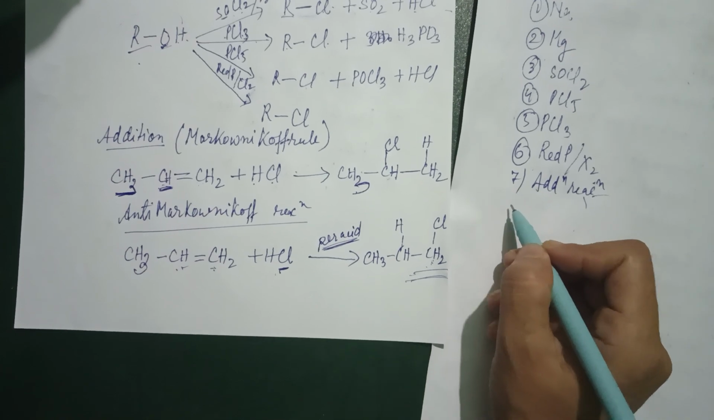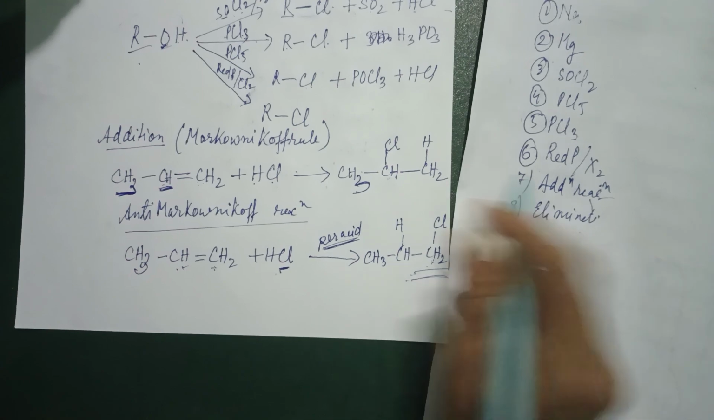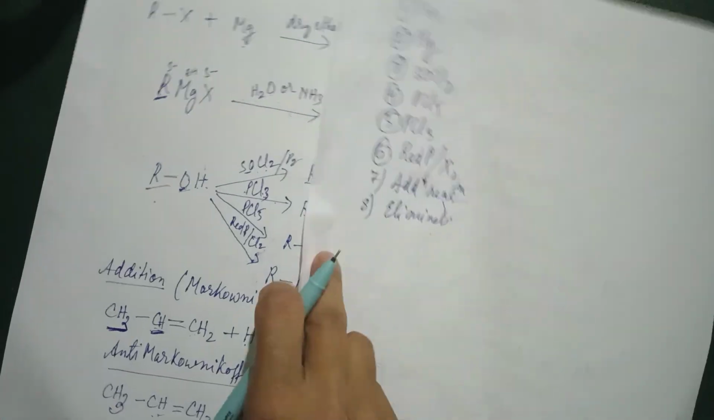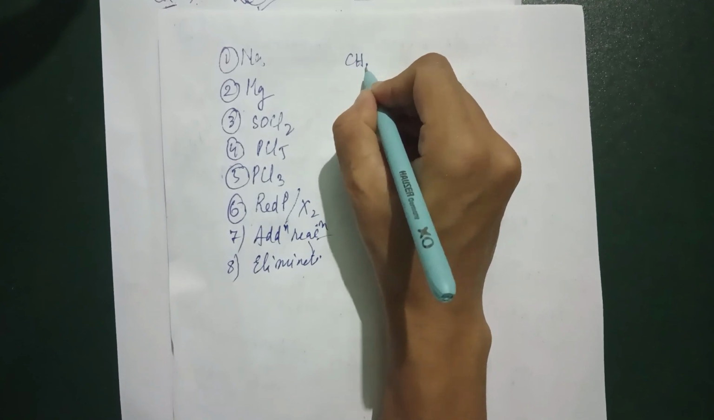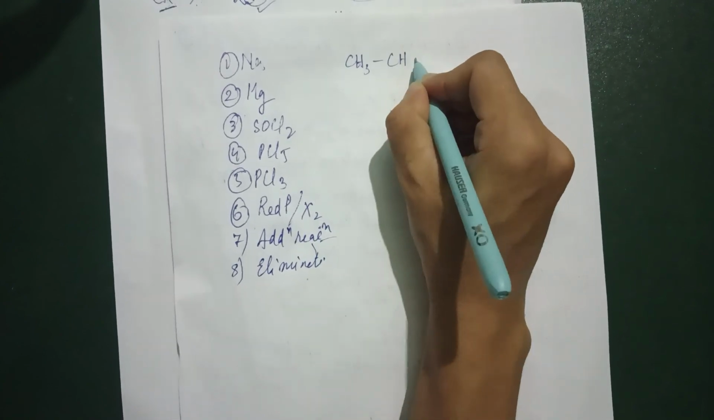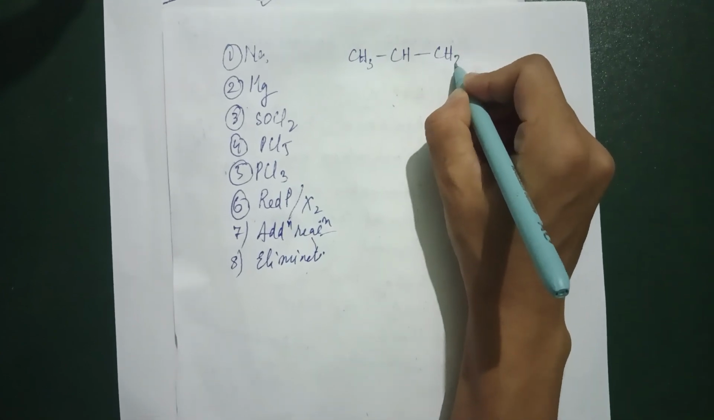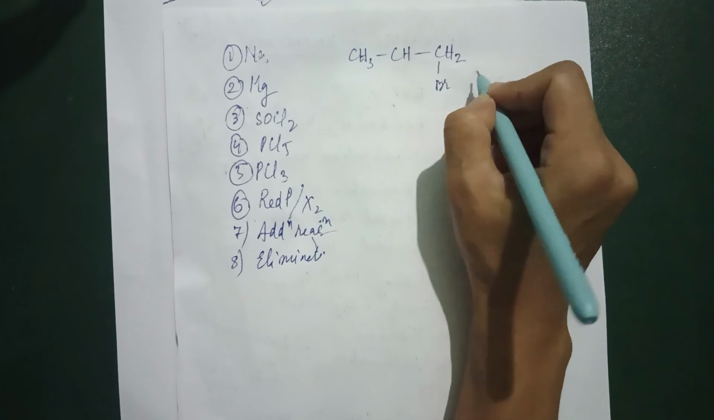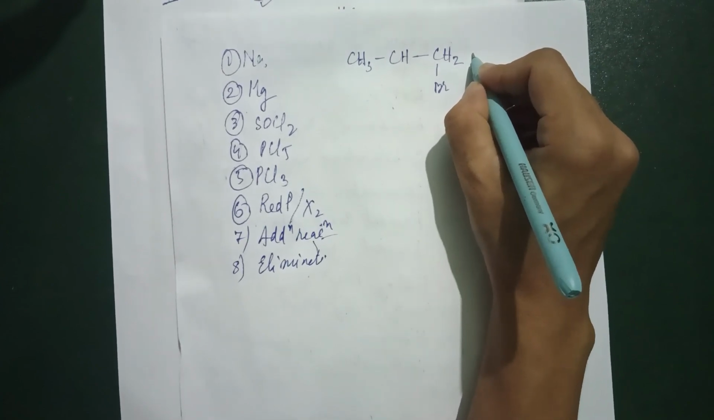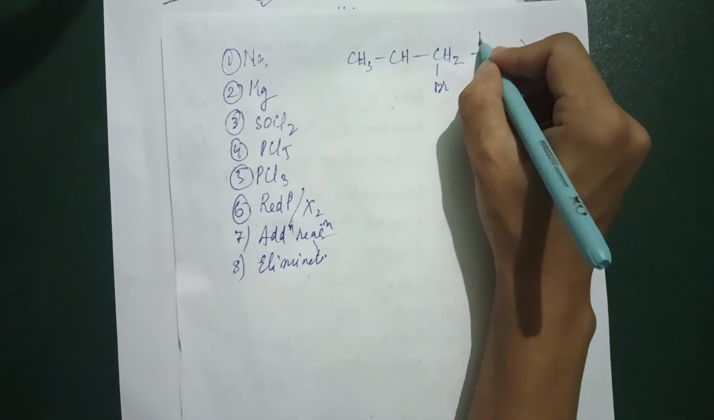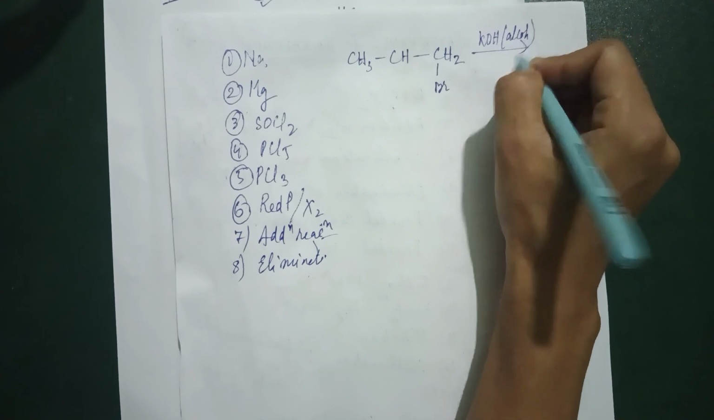Now as we know about addition, we should also remember about elimination, right? Let's continue here. When we say elimination, we are going to eliminate some groups or elements. Whenever we think about elimination, there will always be a leaving group, which can be Br or Cl, mostly halogens, or a negative group. We will always treat with alkali hydroxide in alcoholic condition.